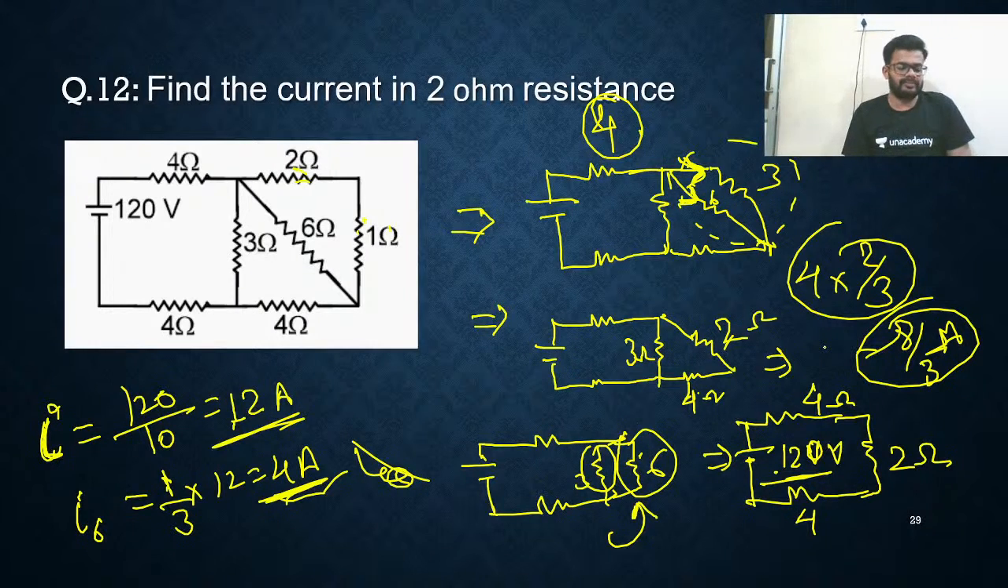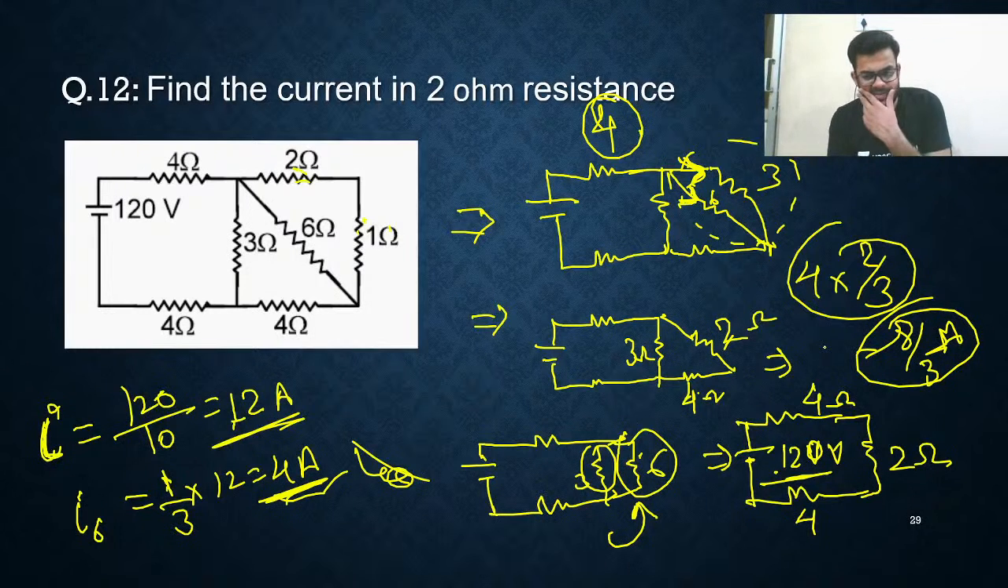Okay, very nice. Very good, my dear friends. So that's all, we have solved this. Current passing through this 2 ohm resistance is 8 by 3. What is the current passing through this 6 ohm resistance? So it will be just 4 by 3 ampere.